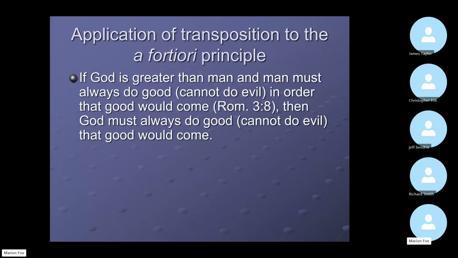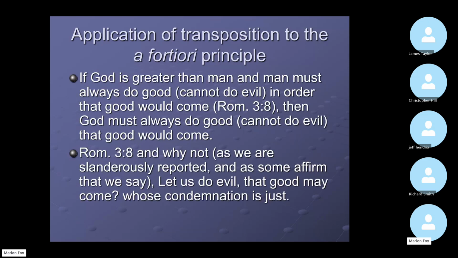If God is greater than man, and man must always do good, he cannot do evil in order that good would come. So we frame it in a negative form. If man must always do good, then God must always do good. And so if man cannot do evil in order to bring good about, then God cannot do evil that good would come about. So God won't ever do evil that good would come about.